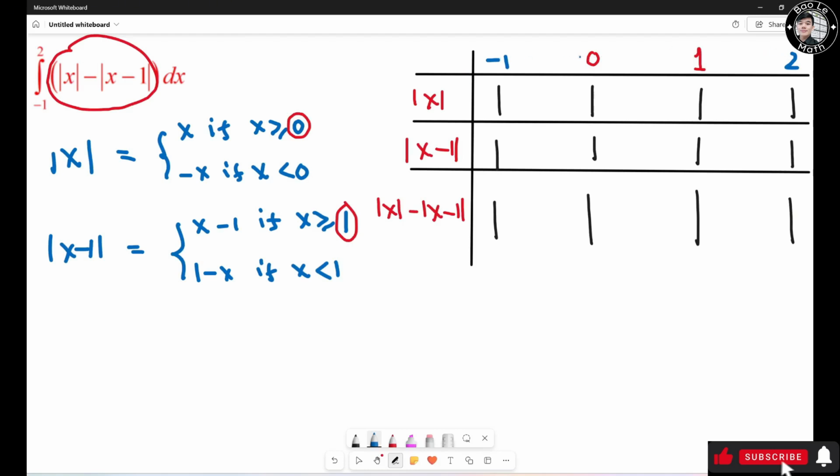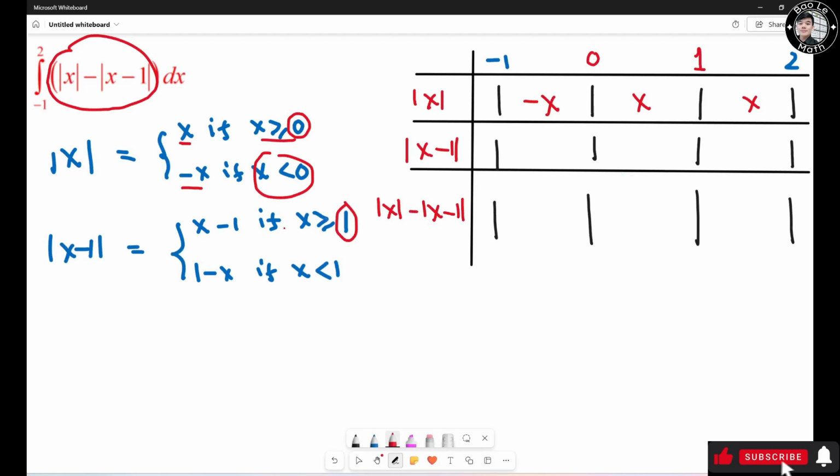Now from -1 to 0, we know that if s is less than 0, it's going to be negative s. So this one should be negative s, since it's less than 0. If s is greater than or equal to 0, it's going to be s only. So this one should be s because it's greater than or equal to 0.